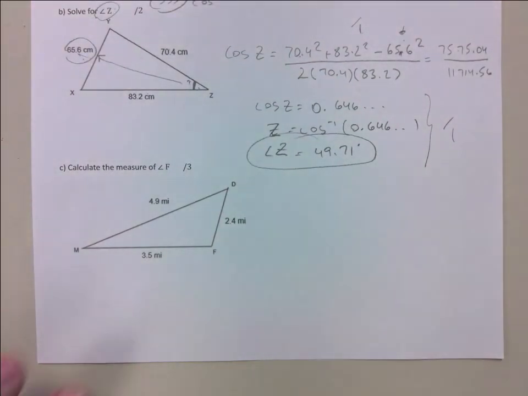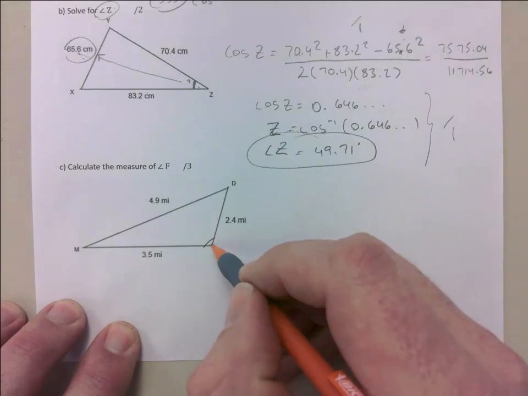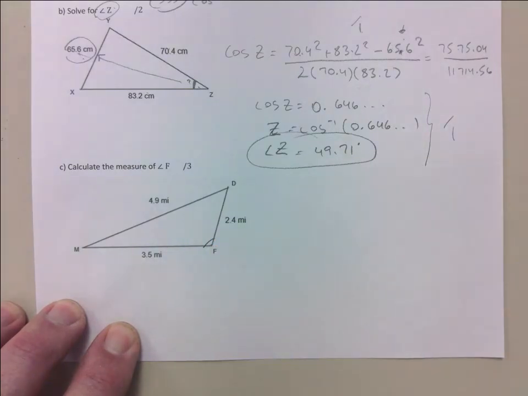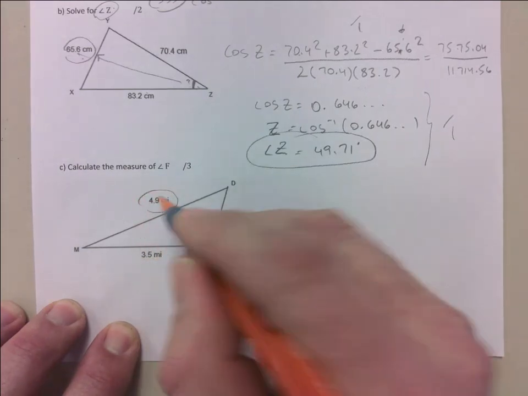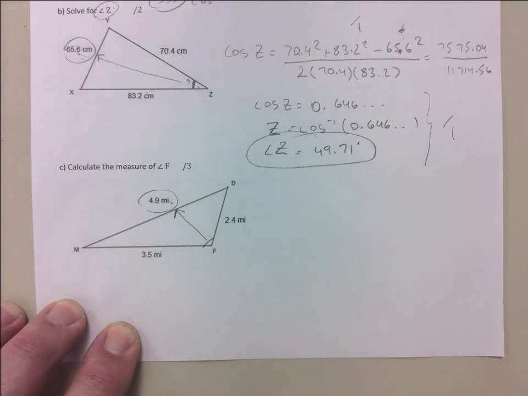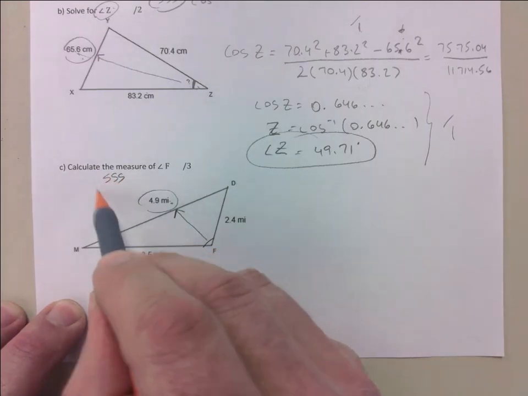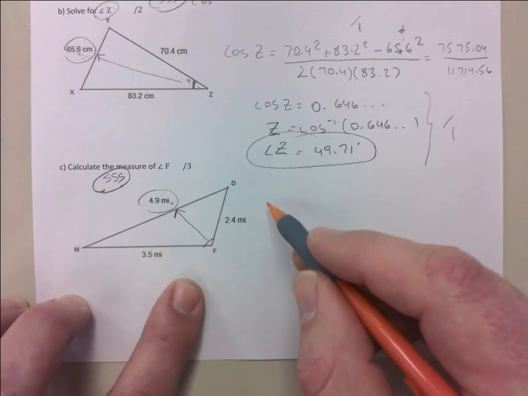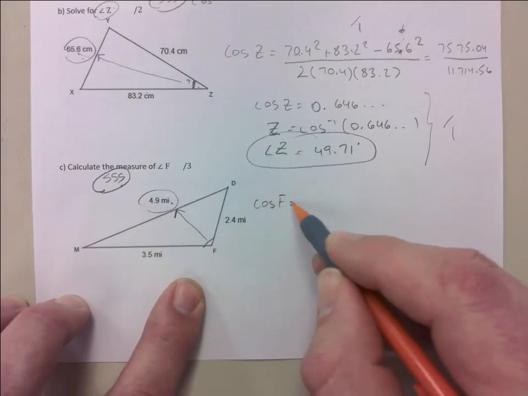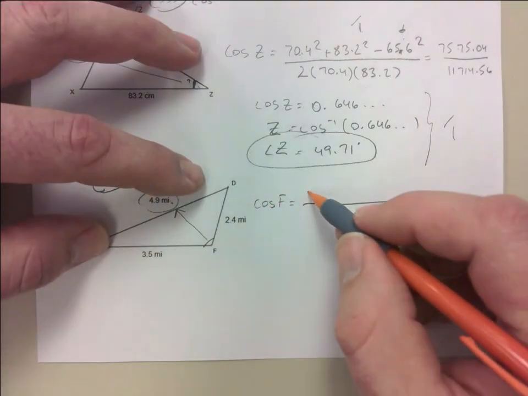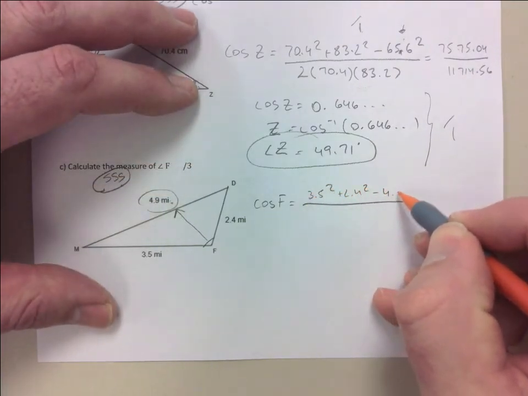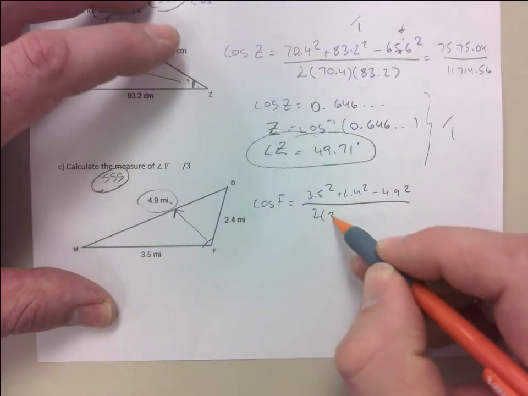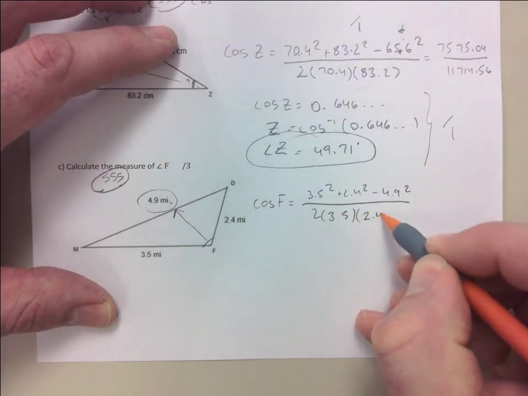Another one, angle F. It looks like it's obtuse, but don't let that fool you. Figure out for sure. You travel out. This is the number that we're going to subtract. It's side, side, side, by the way, right? We know it's cosine law. So let me just do this real quick here. We're going to go 3.5 squared plus 2.4 squared minus 4.9 squared, over 2 times 3.5 times 2.4.